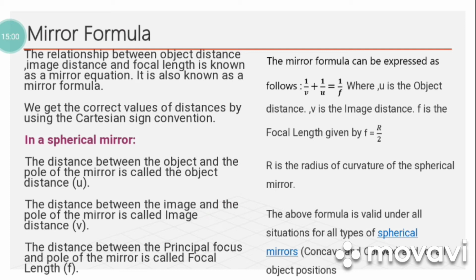The distance between the principal focus and the pole of the mirror is called the focal length, represented by small f. The mirror formula can be expressed as follows: 1 upon v plus 1 upon u is equal to 1 upon f, where u is the object distance, v is the image distance, f is the focal length. It is given by f is equal to capital R upon 2, where capital R is the radius of curvature of the spherical mirror. The above formula is valid under all situations for all types of spherical mirrors, that is concave and convex, and for all object positions.